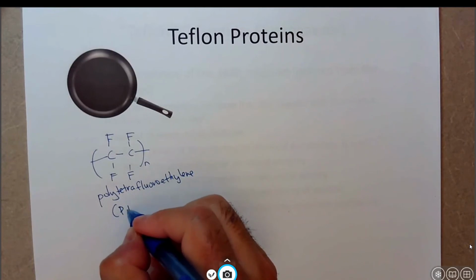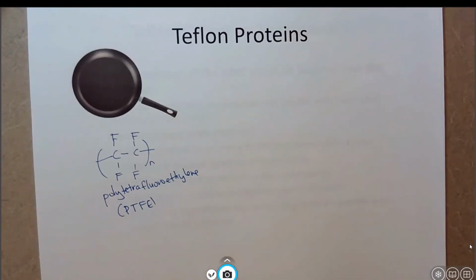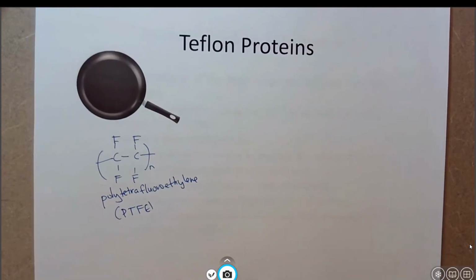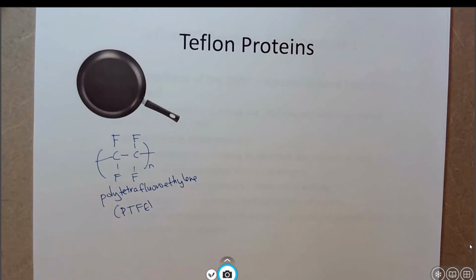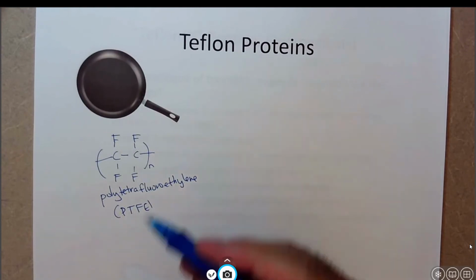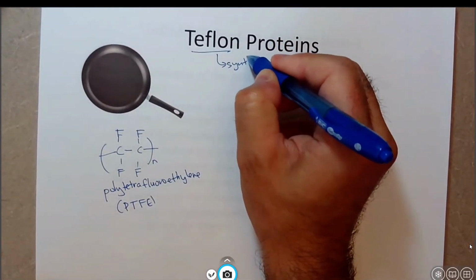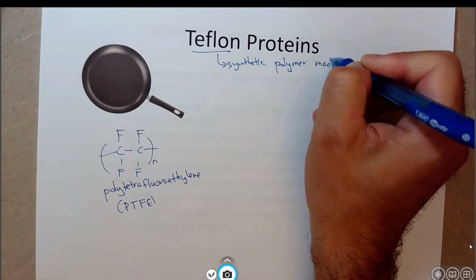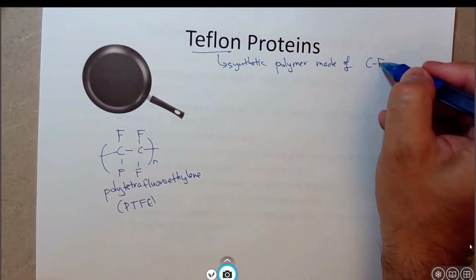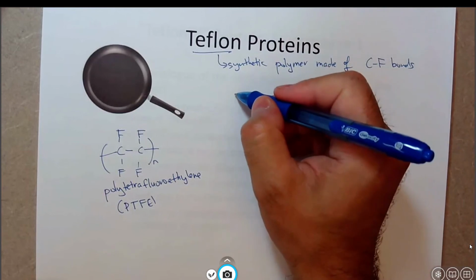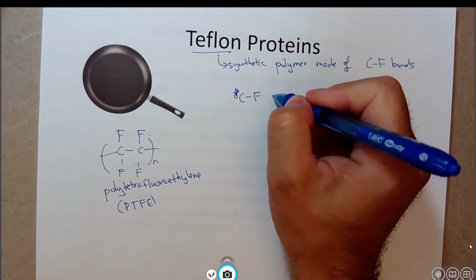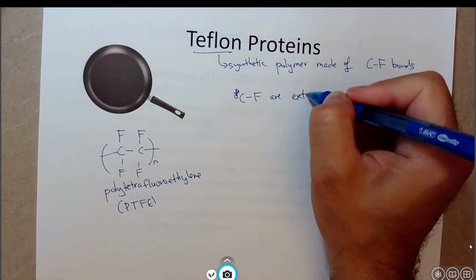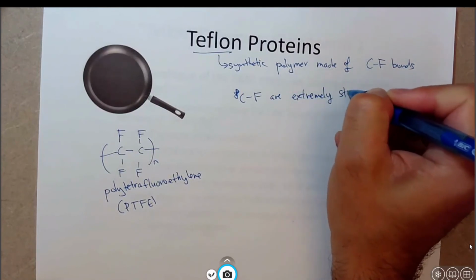Often abbreviated as PTFE. These carbon-fluorine bonds are really, really stable. They're resistant to heat, and if you've ever cooked anything on these, food just doesn't stick to it, and they last a very, very long time. So Teflon is a synthetic polymer made of carbon-fluorine bonds. The reason you get this really strong stability is because carbon-fluorine bonds are extremely strong, one of the strongest bonds out there.